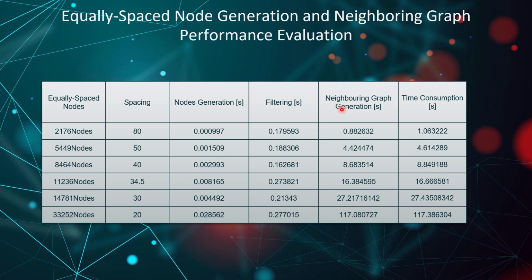You can see the most time-consuming process is the neighboring graph generation process, because it relates every single node to its neighbors. We know that every node has 8 neighbors. So, when you add a node, you are adding at least 8 calculations to your task. When the number of generated nodes was 2,176 nodes, we have less than 1 second to generate the graph, while when the number was 33,252 nodes, we had to wait for almost 17 seconds to generate the neighboring graph. This is a huge difference.